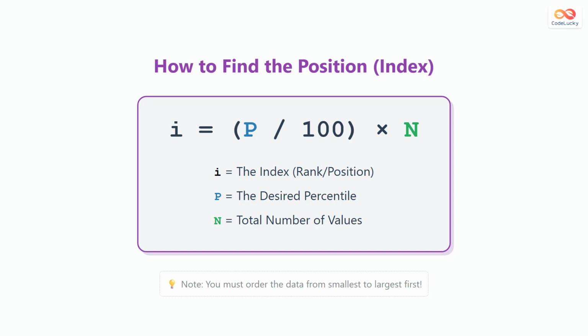How do we find a percentile? First, sort your data. Then use this simple formula to find the index, or position. Multiply the desired percentile, P, divided by 100 by the total number of items, and this gives you the rank of the value you are looking for.